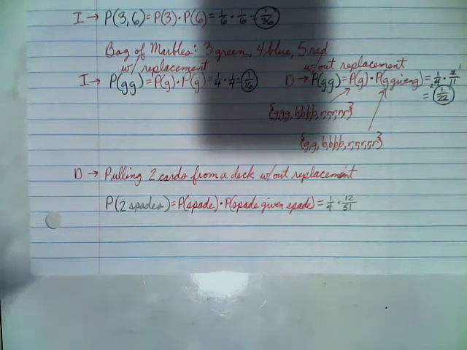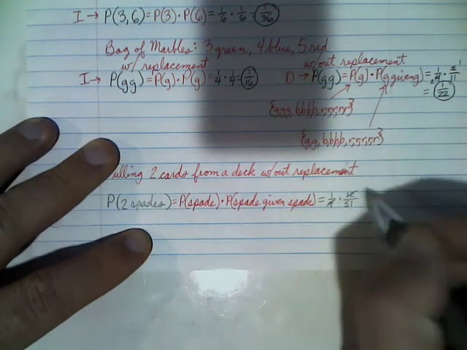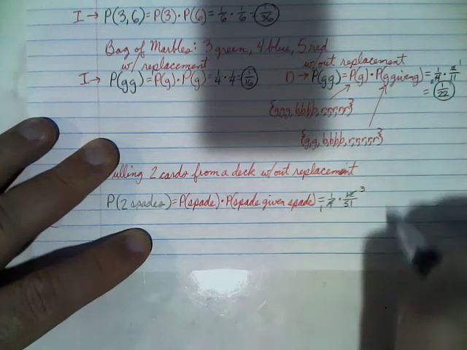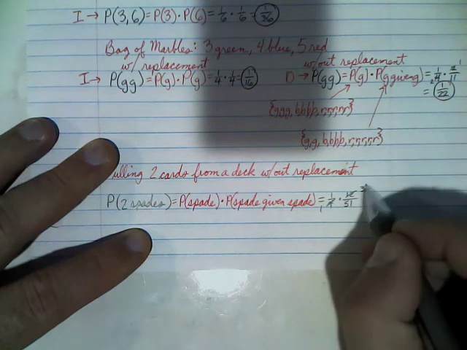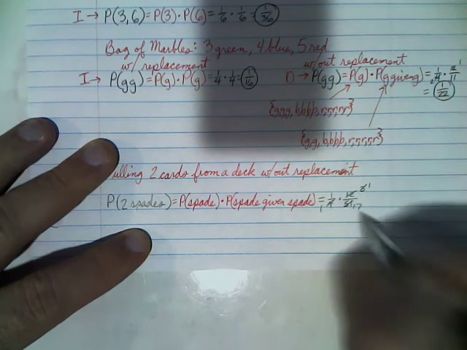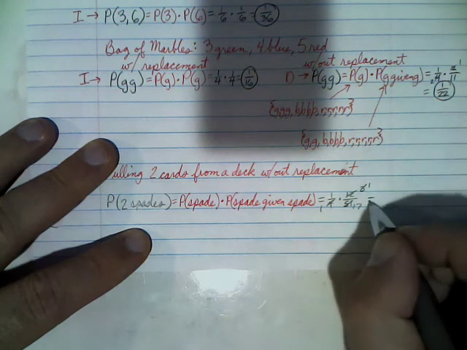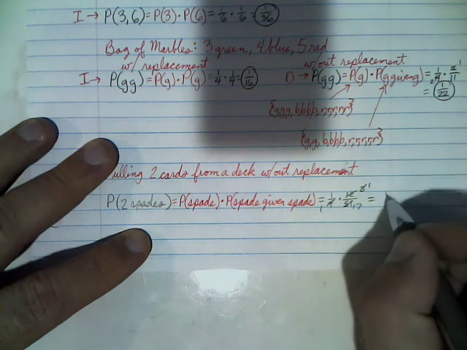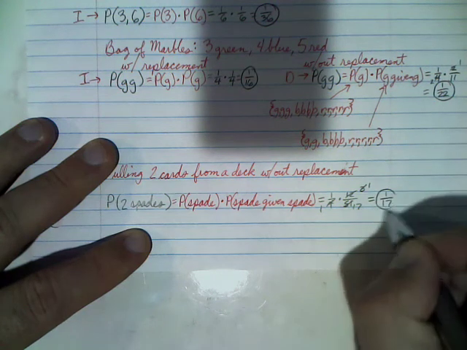Again, a little reducing before multiplying. Obviously 4 and 12 reduce down to 1 and 3. And then 3 and 15 we can reduce as well to 1 and 17. And so the probability of pulling 2 spades is 1/17.